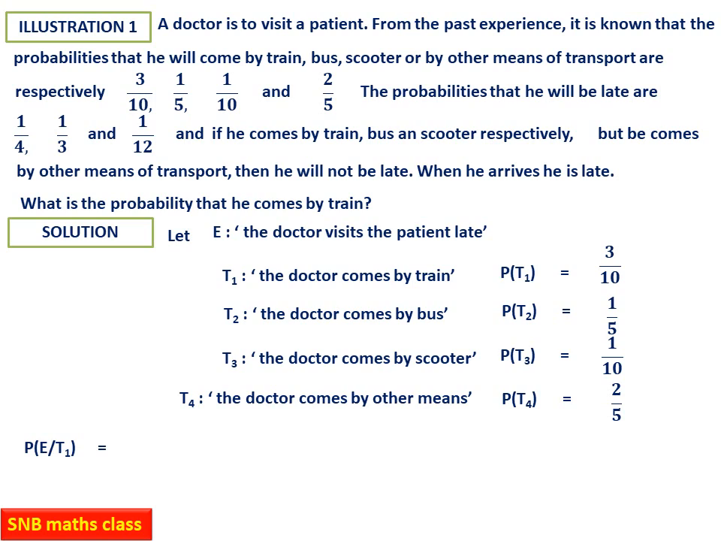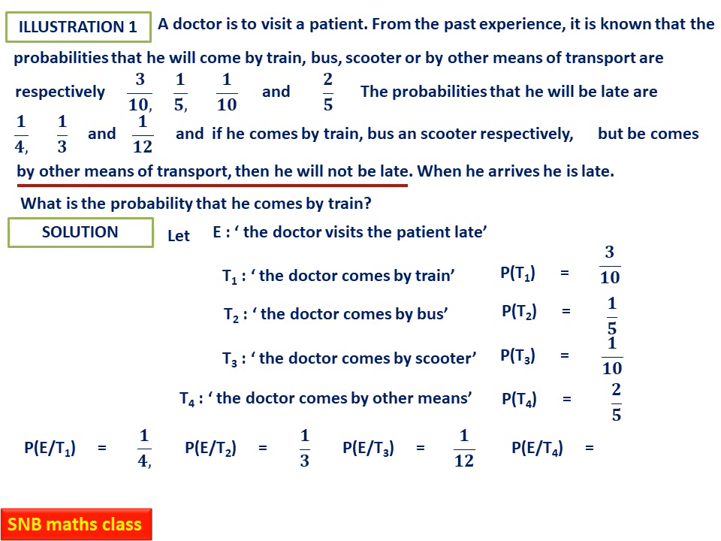Now, probability E given T1 is given. That is the probability of the doctor coming late, given that he comes by T1, which is 1 by 4. Then probability E given T2 is 1 by 3. Then probability E given T3 is 1 by 12. So these are the things given. Now you should be careful. What is probability E given T4? Look at the problem. If he comes by the other mode of transport, he will not be late. Therefore, the probability is 0. This is a very important step here. Now let us proceed.